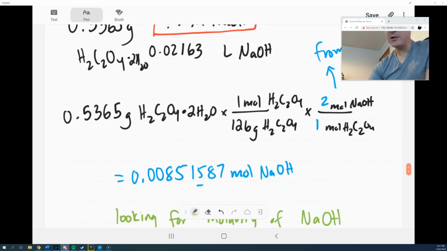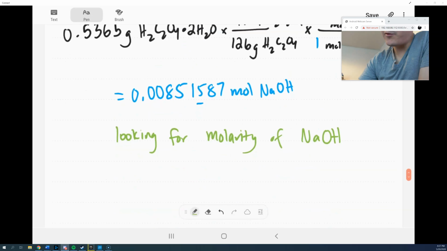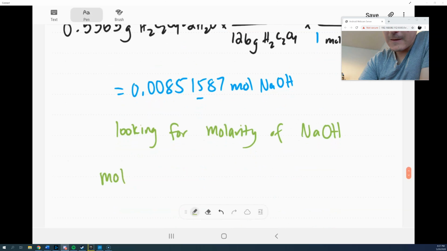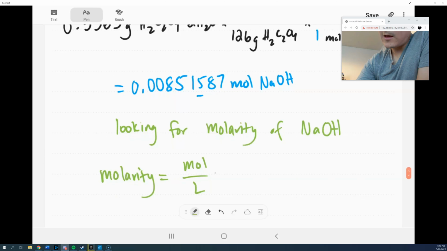Let me go back to what we're given here. How are we going to use this number and this mole number together? How are we going to use those to find molarity? Yeah, right. We have to remember that molarity equals moles over liters.